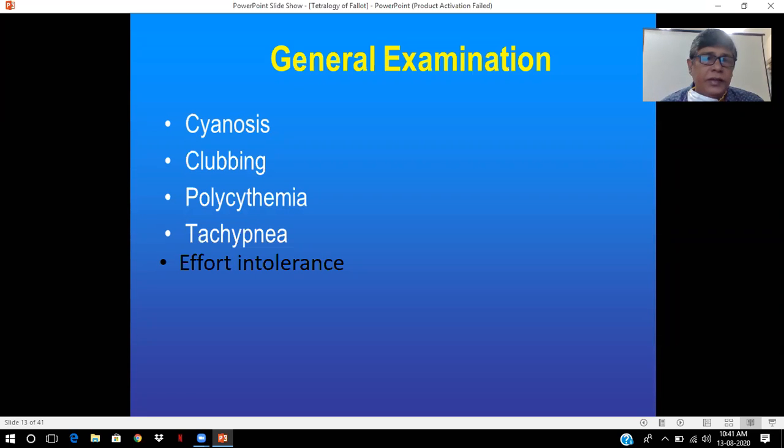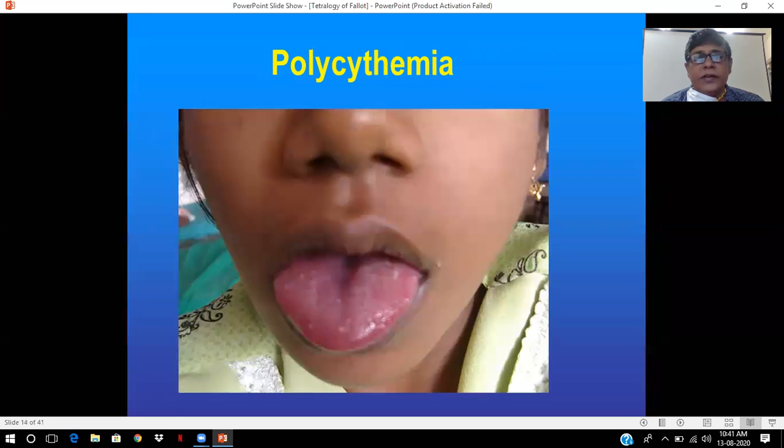Clubbing, you know various grades of clubbing. Polycythemia will be there. The eyes are usually congested. Tachypnea, not always, but many times we get tachypnea. And effort intolerance actually is a symptom. When the child complains of effort intolerance, depending on the degree of severity of the pulmonary stenosis, he or she can do some work, can play also, can work also for some time, but after some time he or she has to take rest. That is effort intolerance.